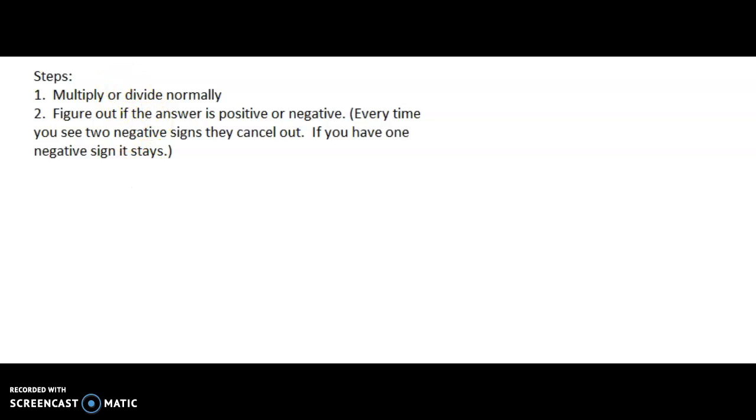Okay, so let's look at some. It'll make more sense once we start doing it. Okay, so let's say we have -3 times -5. First step, multiply or divide normally. So we're going to go ahead and do 3 times 5, which is 15. That part should be very simple.